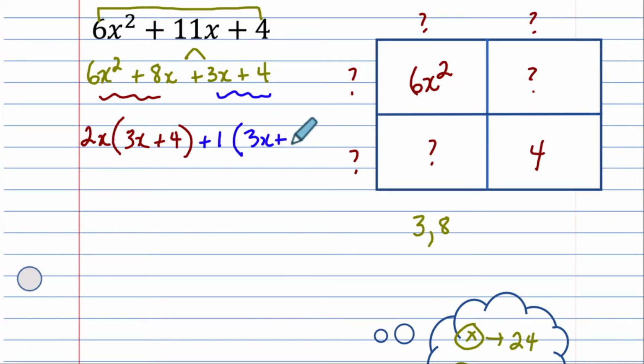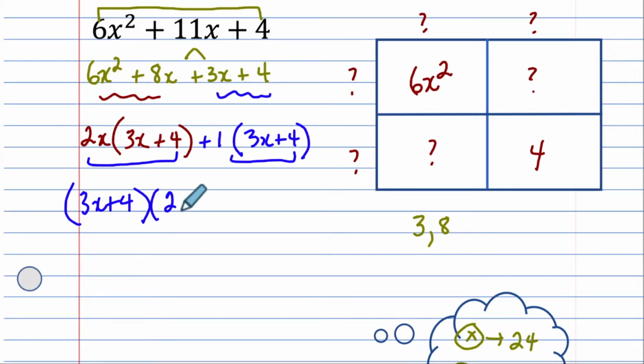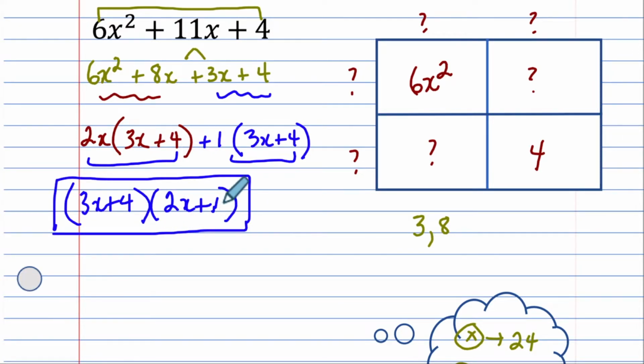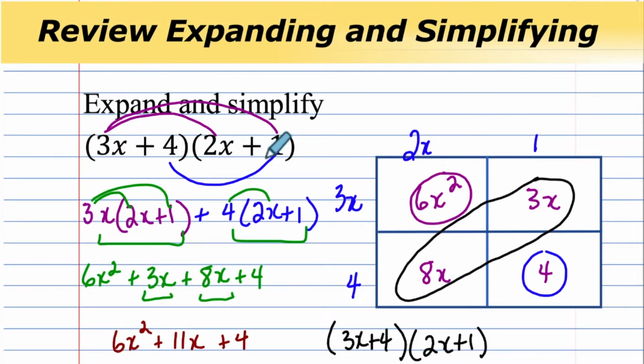3x plus 4. Check out the previous videos on factoring by grouping if you forget this positive 1 and why it has to be here. Now we have two terms and we want to check if there's anything common there, and there is. The 3x plus 4 is common, and the 2x plus 1 is left. These two binomials are factors of this trinomial, and it matches exactly what we started out with previously.